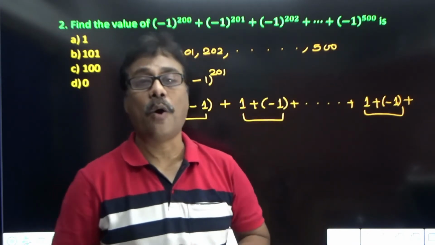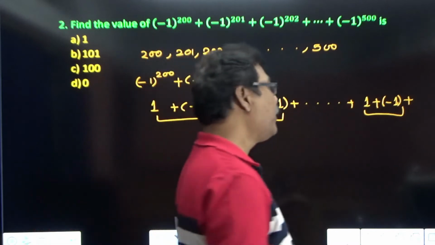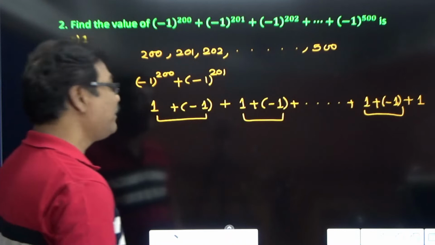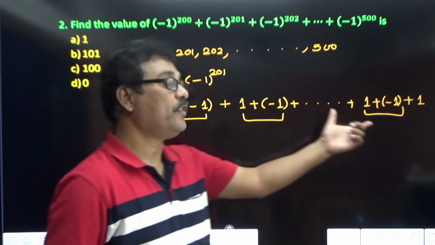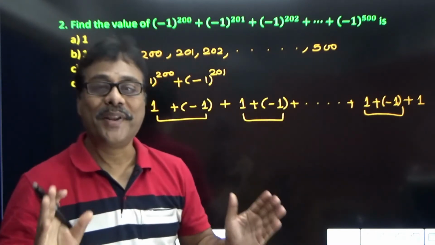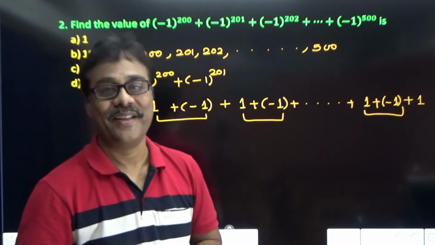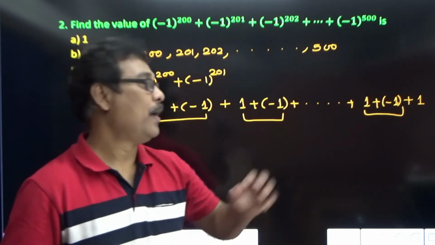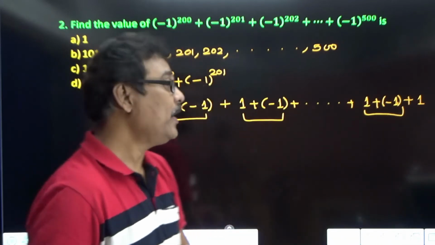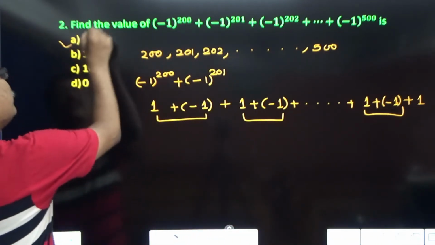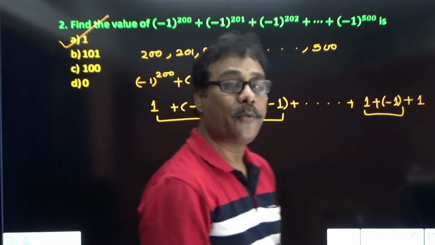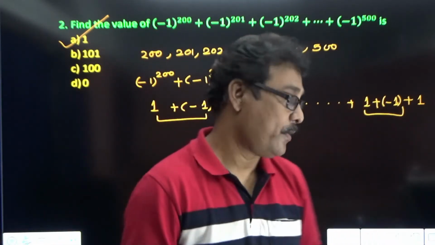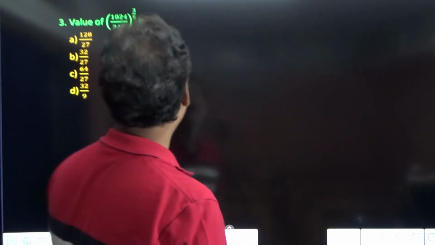You can see the power is even here. Because the power is even, I have to write 1 here. So what I see here is 0, 0, 0, 150 zeros, and they will add up to give me a 0 value. Plus 1, that gives me 1. So my answer is going to be 1 for this particular question. I hope everybody understood this one. Okay, let's go to the next one.